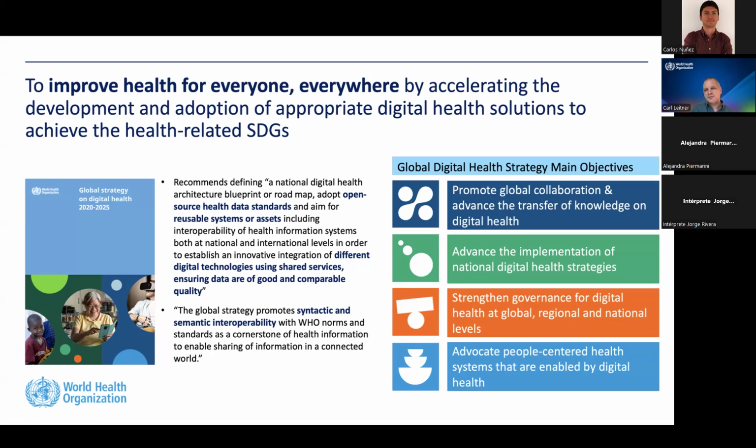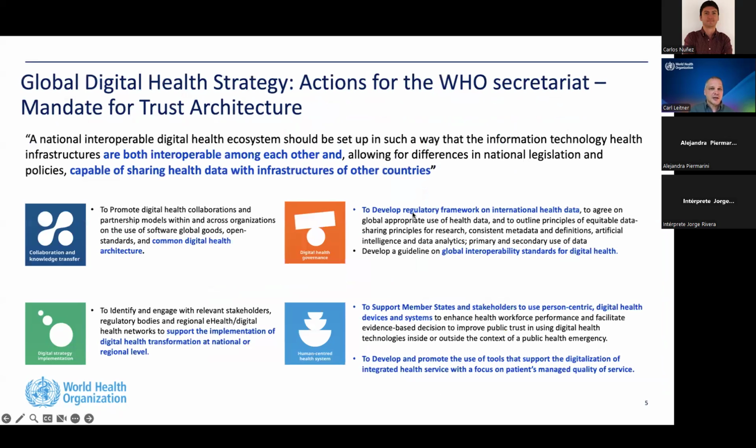The global strategy has 4 main objectives: promoting global collaboration, advancing the implementation of national digital health strategies, strengthening governance for digital health at the global, regional, and national level, and advocating for people-centered health systems that are enabled by digital health. So all that we're talking about today and all that we're doing with the Connectathon is really towards this strategy. The strategy has actions for both WHO as well as for you as member states.